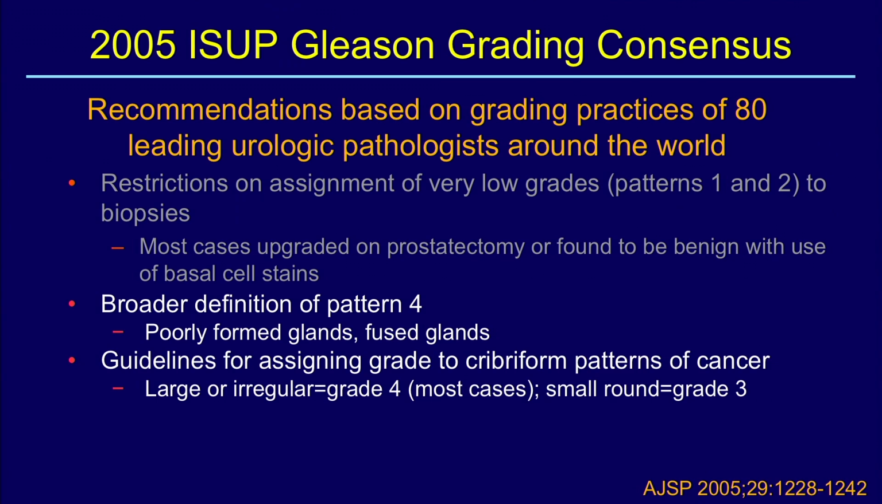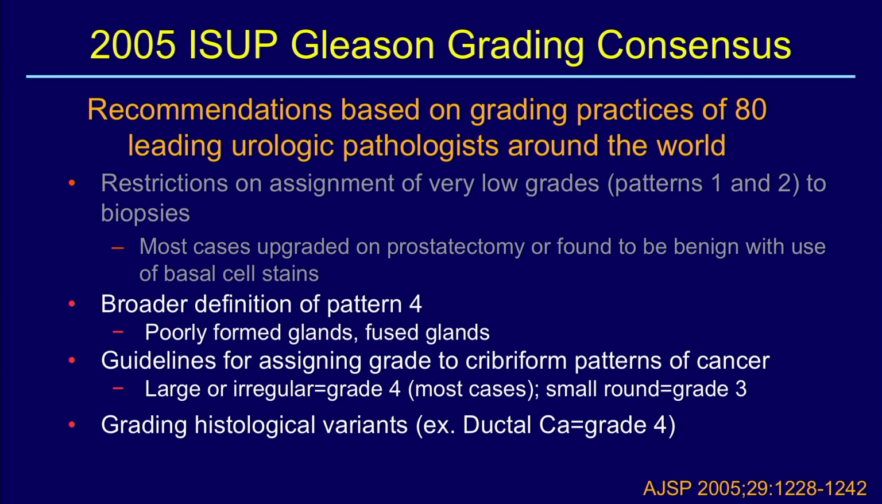We addressed that later. We used guidelines for assigning grade to cribriform patterns of cancer. Unfortunately, at the time, we didn't have good data about cribriform cancer, and I will show that that has changed. We'll address this again during this talk. We really didn't have good data at that time. So we kind of left it the way Don Gleason did, that, oh, if there were small little bits or regular bits of cribriform tumor, it should probably just be grade 3 and not change things. But most cases are large areas of cribriforming and are irregular, so they should probably be called grade 4. Really lacked data at the time, and we now have more data to address that.